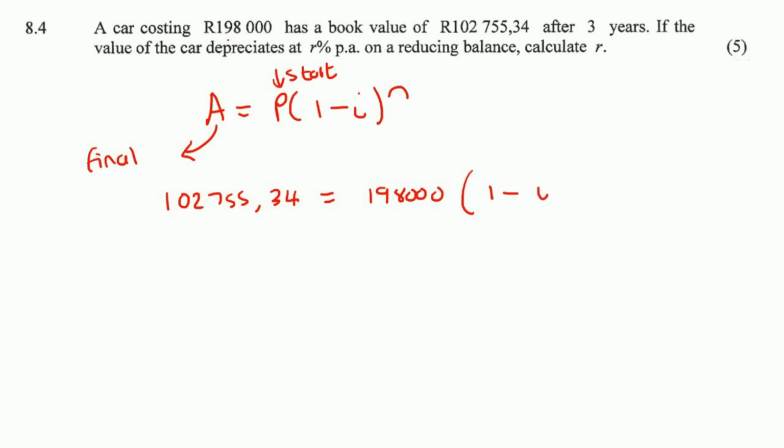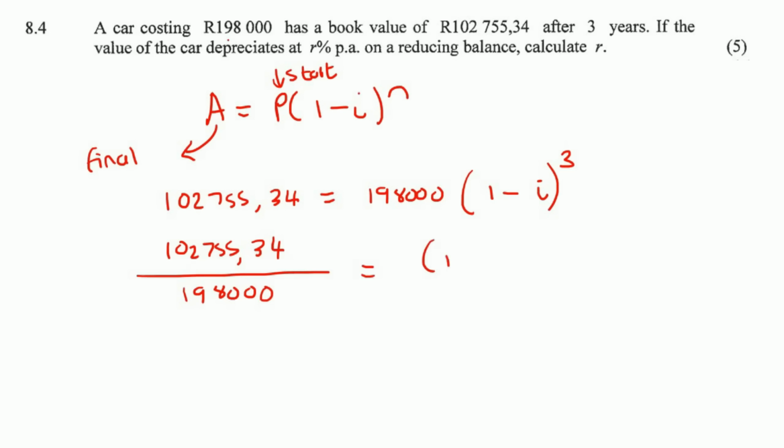Now the interest rate, we don't know, so we'll just leave it like that. Some of you might be like, yeah, but we must divide by 100. Yeah, we can do that later maybe, guys. We can just leave it like that for now, and then it's for 3 years. Now we need to eventually try to get I by itself. So what I would do is I would divide by 198,000 on the left-hand side. Then what we have is 1 minus I to the power of 3.